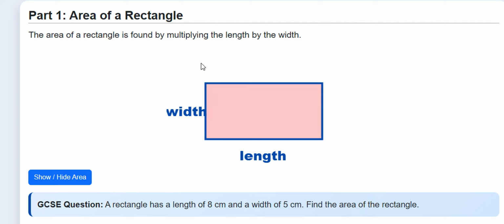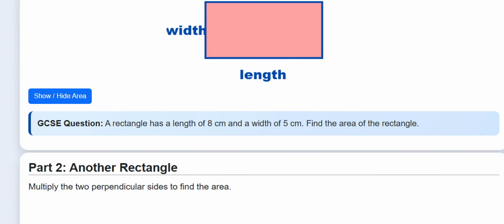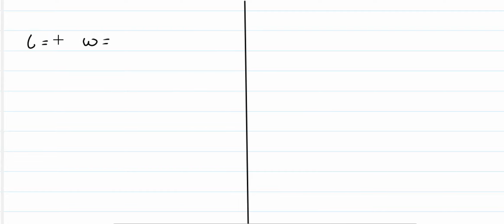With that knowledge, can we try to solve some questions relating to the area of a rectangle? In this question, a rectangle has a length of 8 cm and a width of 5 cm. Find the area of the rectangle. So I can just say, length I give it L, and width I give it W. You are told the length is 8 cm, then the width is 5 cm, like that.